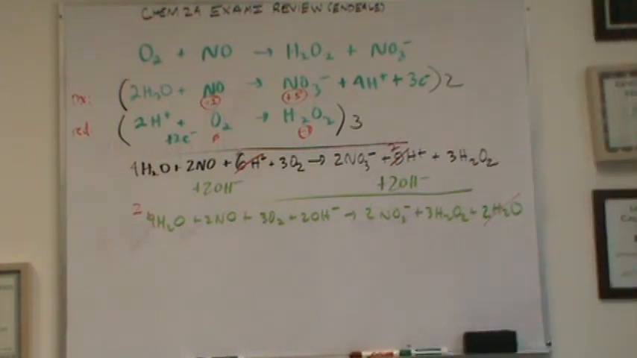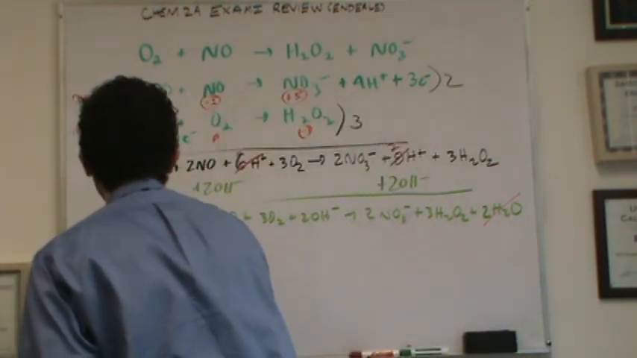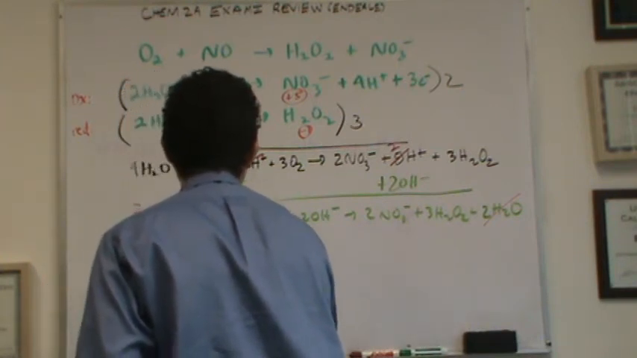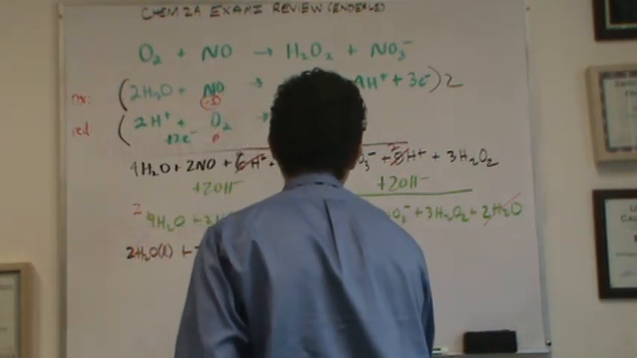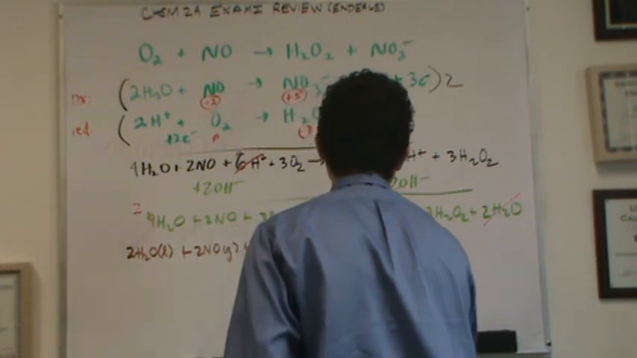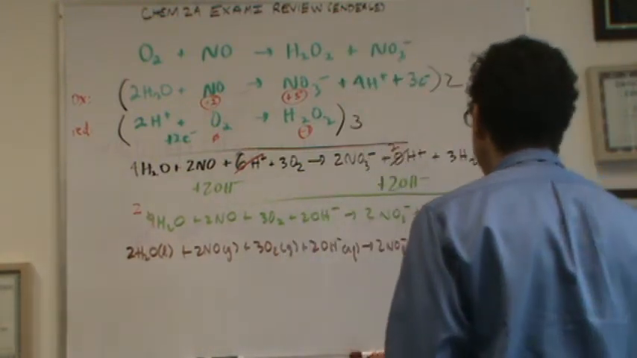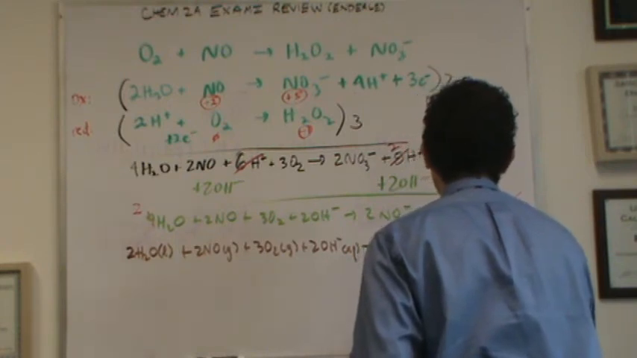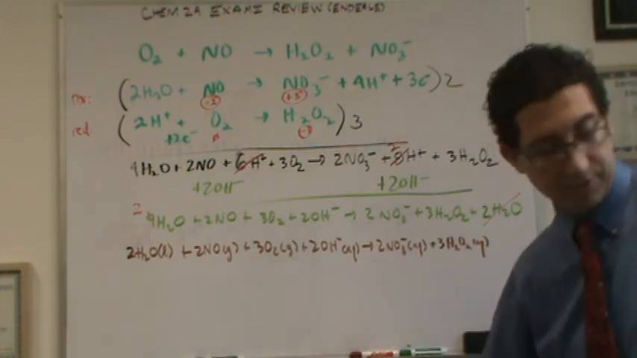And now if I just clean it up a little bit and write all my state symbols, I'll be good to go. So there's 2 H2O, which was a liquid, plus 2 NO, gas, plus 3 O2, gas, plus 2 OH minus, aqueous, goes to 2 NO3 minus. Remember, everything with a charge that's not 0 is going to be aqueous. And then in the problem you would have been given that H2O2 is aqueous. And that should be everything. There's your final answer there at the bottom, in basic form, and you know it's in basic form because you have the hydroxide.